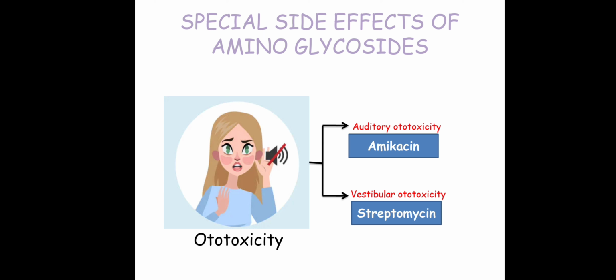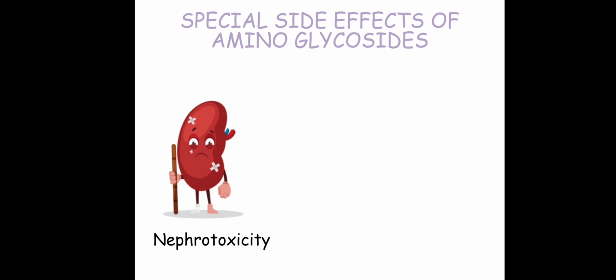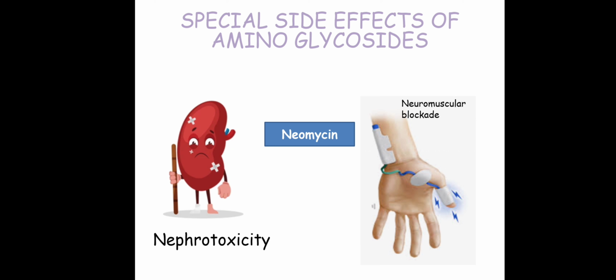Now the vestibular system maintains the stability of a person, so streptomycin will affect the stability of the person. Lastly, nephrotoxicity is produced by neomycin. Okay, and neomycin not only produces nephrotoxicity, it also produces neuromuscular blockade.